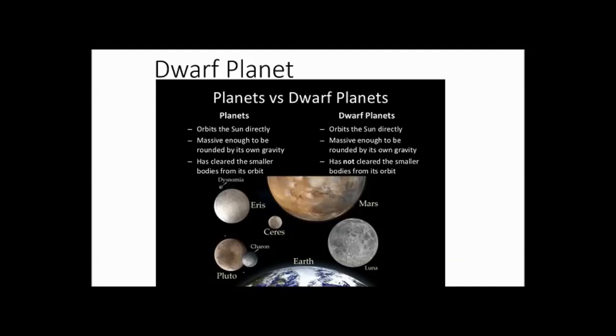Dwarf planets, the only difference is they have not cleared out their orbit. So they still orbit a star. They are spherical, so they're rounded by their gravity, but they have not picked up all the debris that's in their orbit. So if Pluto wants to become a planet again, then it would need to clean out its orbit, or kind of pick up its room, and then it can become a planet.